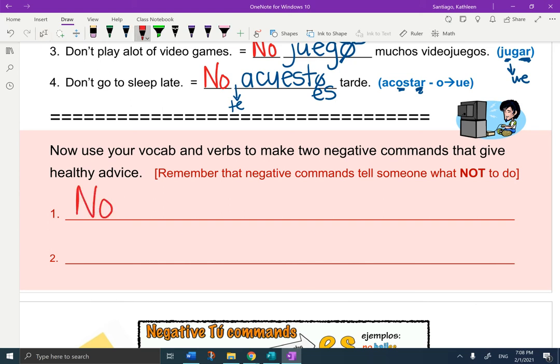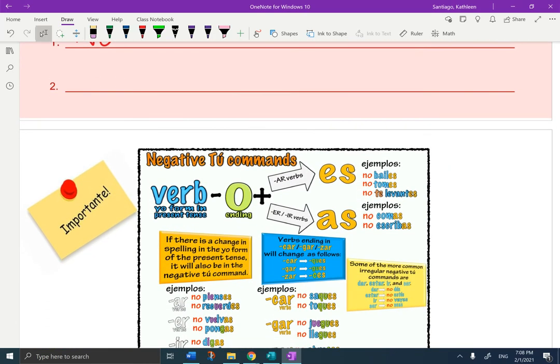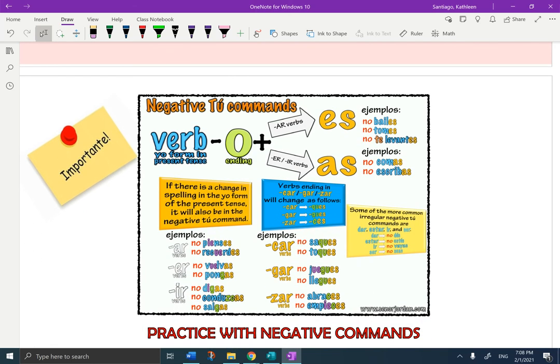Okay. I'm going to keep scrolling down just to give you some información importante. So negative tú commands. This is from Señor Jordan's website, and this tells us how to form them and gives you some of those irregulars. So here they are. Okay, make sure you're doing stem changes when they need to be done. Make sure you know that there's those irregulars. Dar, estar, ir, and ser.